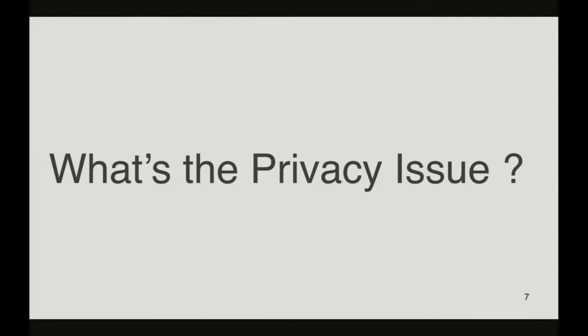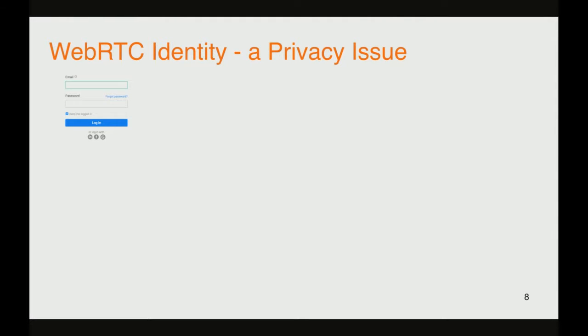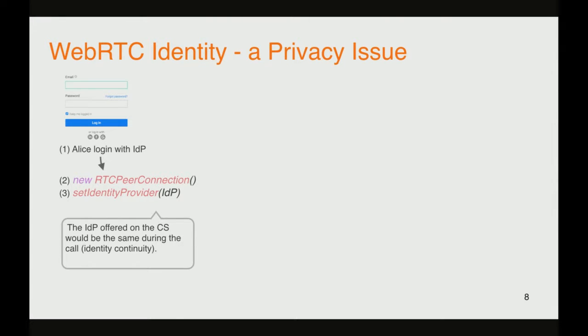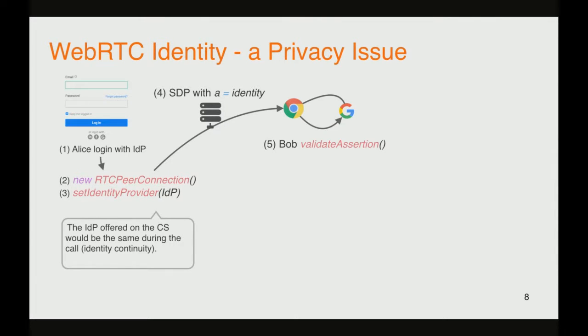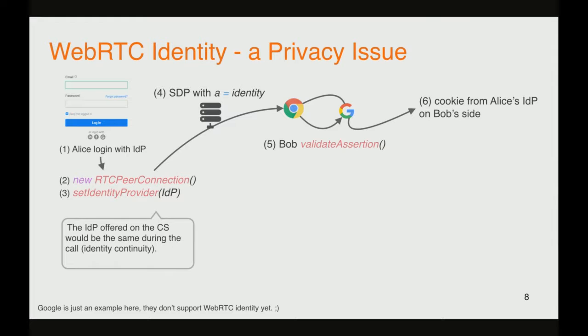So what's the privacy issue, you may ask? If you consider the WebRTC identity use case, the user first logs on a website, chooses to use a social login solution, and then the website initializes the WebRTC connection by using the same identity providers. Then the identity assertion is transmitted to the other user, and the other user's browser will instantiate the component called the identity proxy, which will validate the identity assertion. And this allows the identity providers to learn that the two users are having a call together.